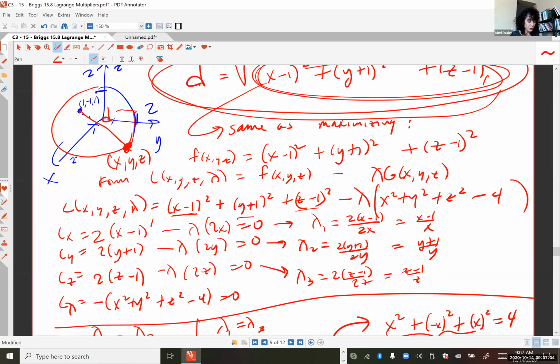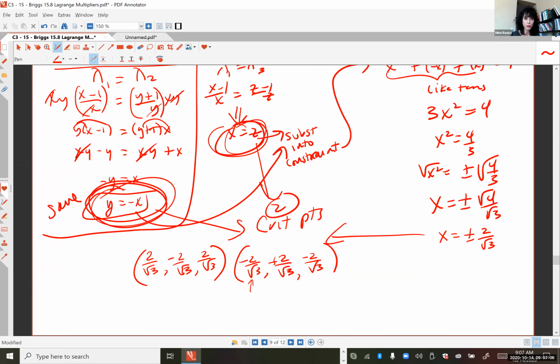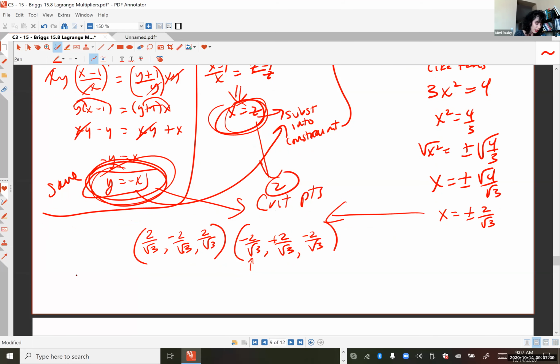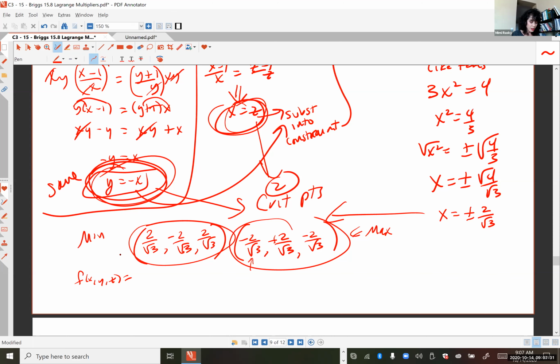So the way to do it analytically is plug it into the original problem. Which one? Well, remember your f(x,y,z) is giving you the distance, and I don't want to put the square root yet. I'm just trying to figure out which one is going to give me the min or the max. So you're going to plug in the points. I'm just going to tell you which one gives the max. This one is going to end up maximizing your distance, and this one is going to end up giving you the min distance.